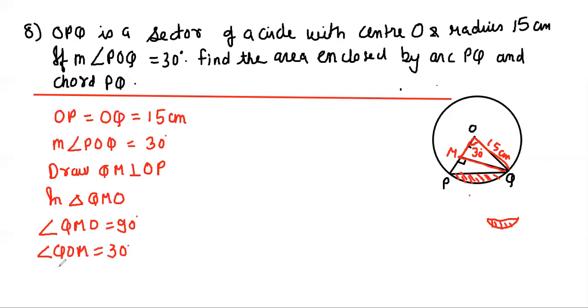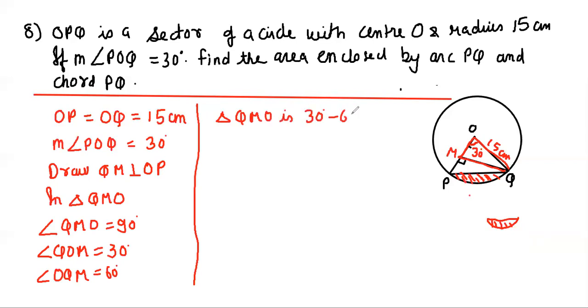So it is but obvious that the third angle, angle OQM, will be 60 degree. So I can say that triangle QMO is 30 degree, 60 degree, 90 degree triangle. 30, 60, 90 का triangle है ये बेटा. तो 30, 60, 90 का आपको एक rule पता है आपको?